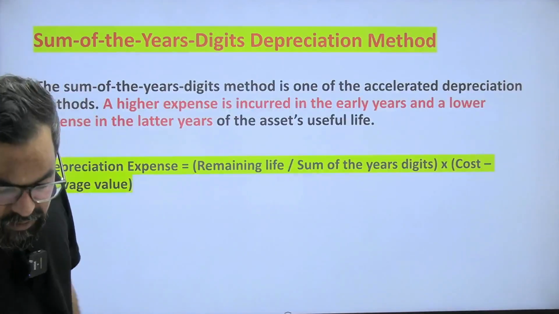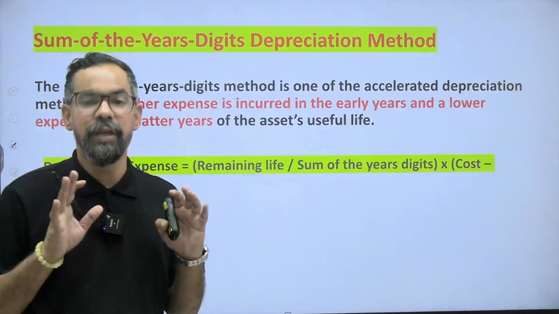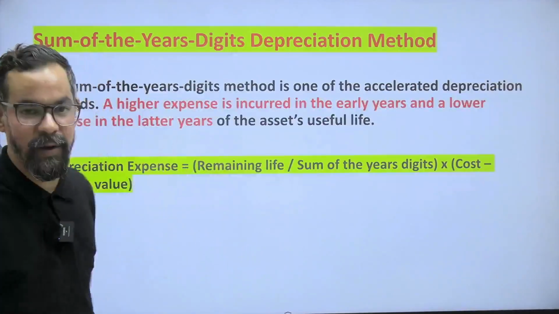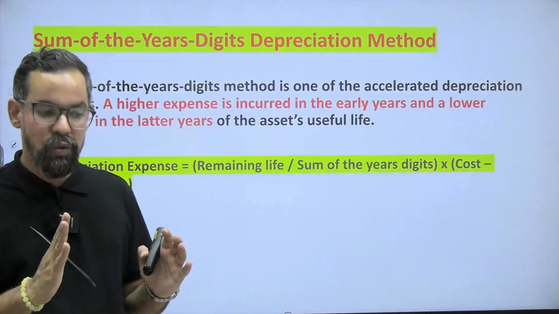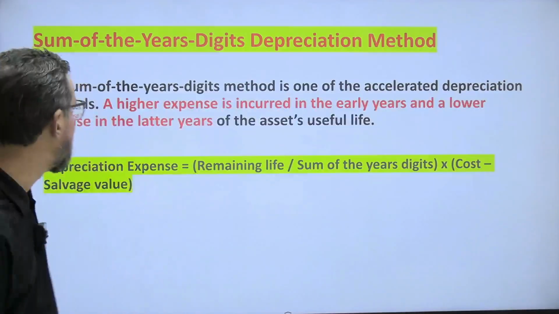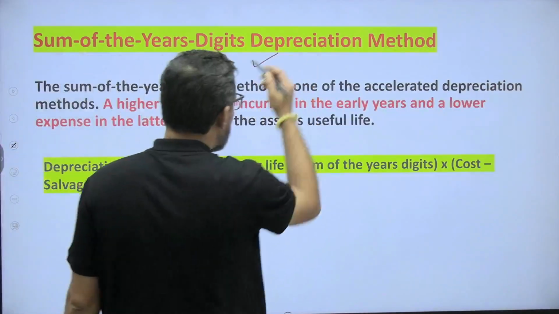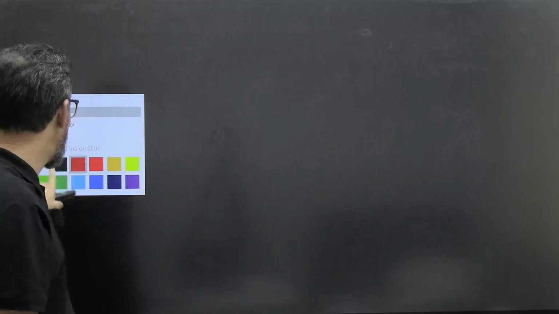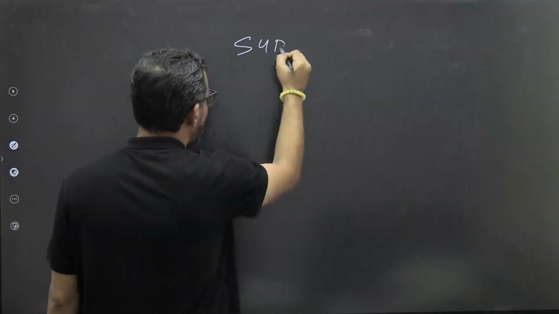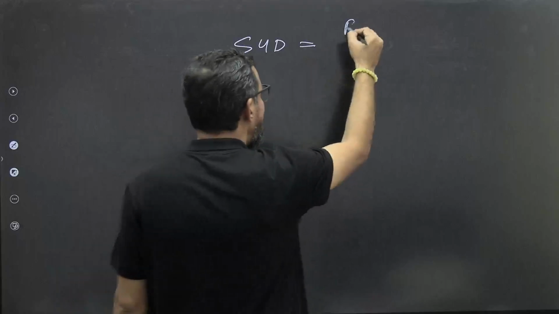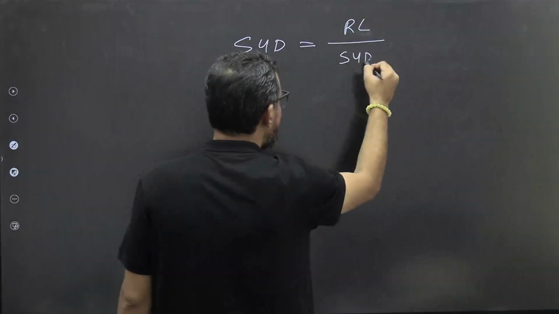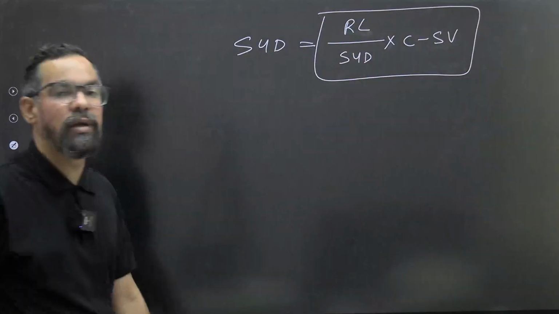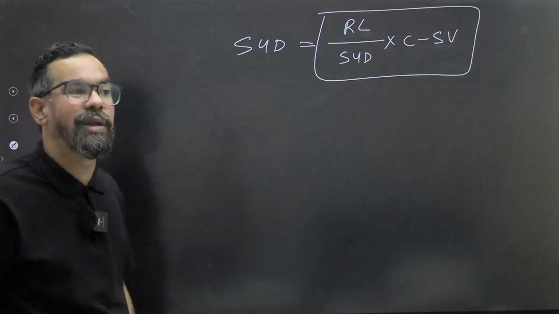Now the next method is the sum of year digit method. Very simple one, kind of a Sudoku. You are going to solve the Sudoku by applying this particular one, right? The first three methods are the most important. Why they are important, I have already explained. So the sum of year digit method of depreciation is equal to remaining life divided by sum of year digit, into cost minus salvage value. This is the formula.